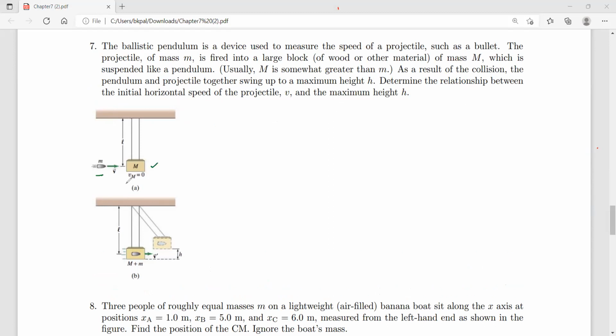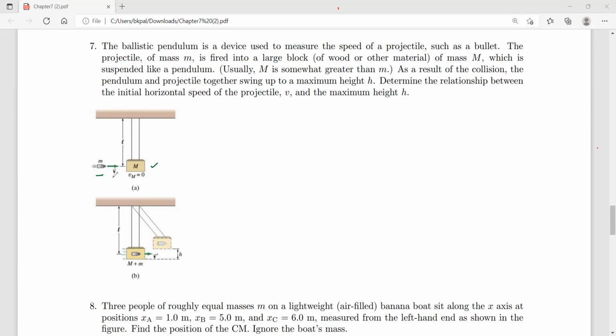The block is initially at rest and the bullet is moving initially at a speed v. When the bullet interacts with the block, both will stick together and both will be moving at the same speed. So again, this is a perfectly inelastic collision, right?